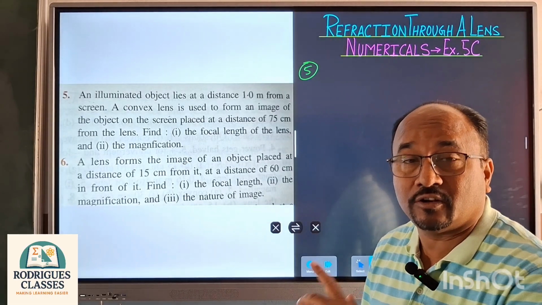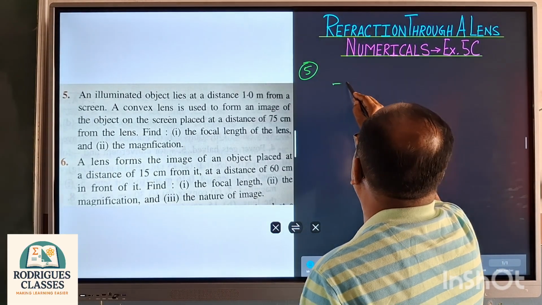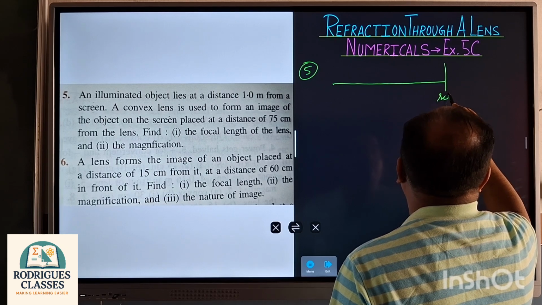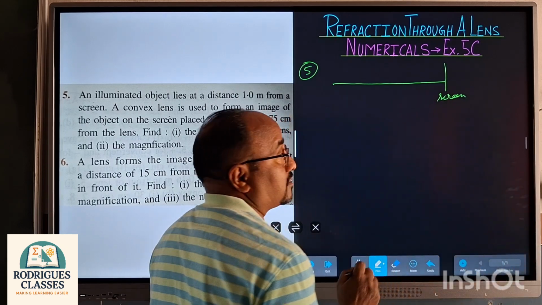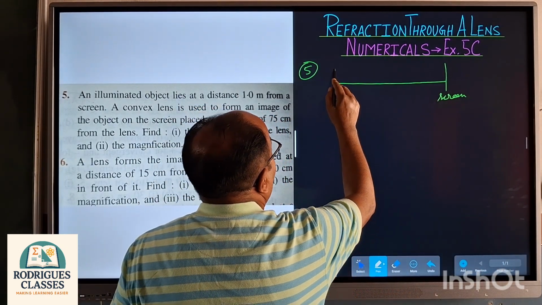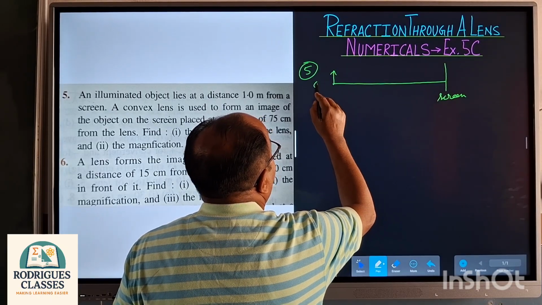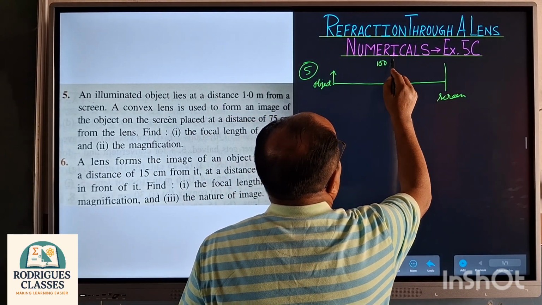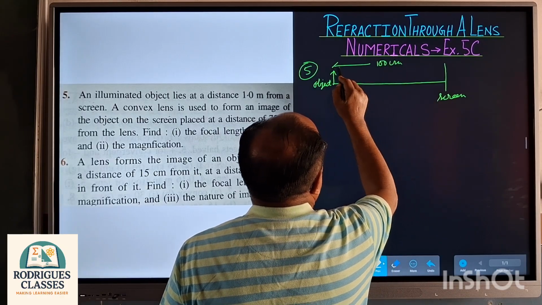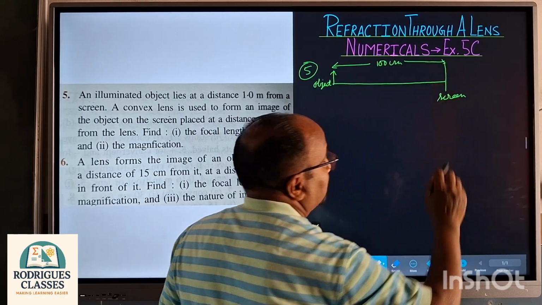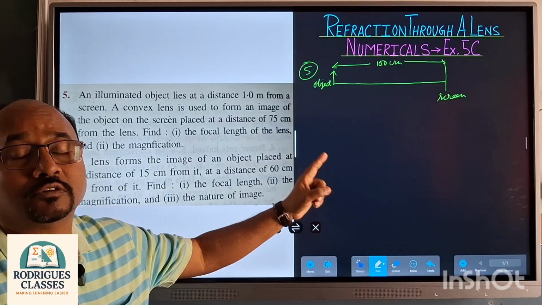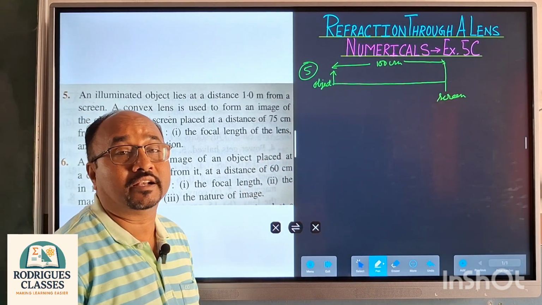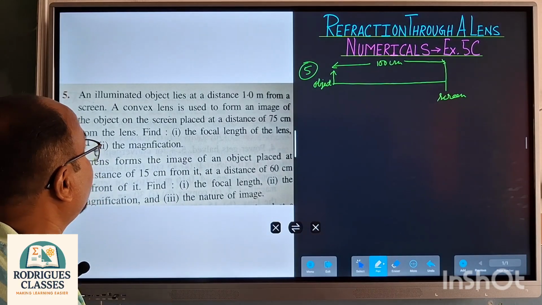So let us take a look in the diagram. So if I say here is the screen, this is the screen, and I am taking the object to be here. The object is here. This distance is given to you as 100 centimeter. So this has to be understood. Mainly in this numerical, everyone takes that U as 100 centimeter. Let us see further what happens.